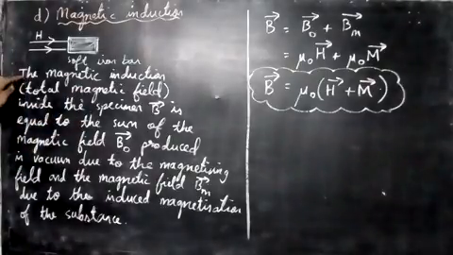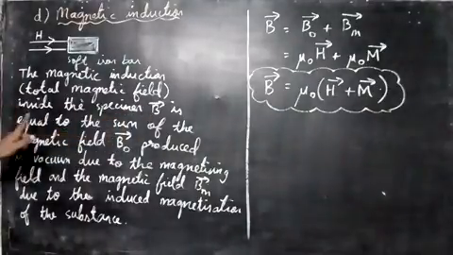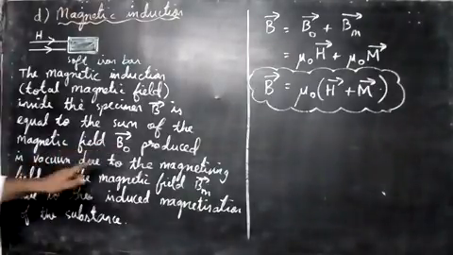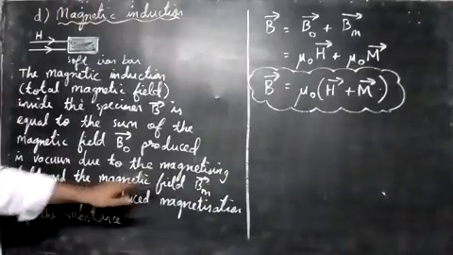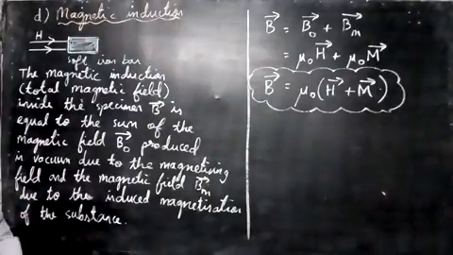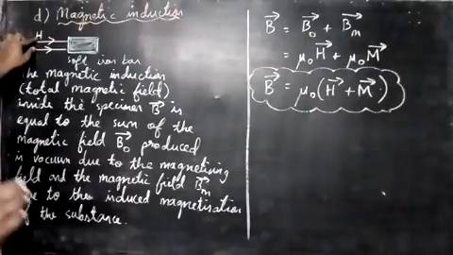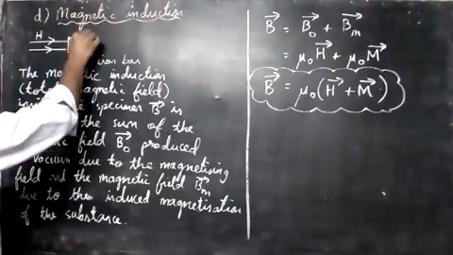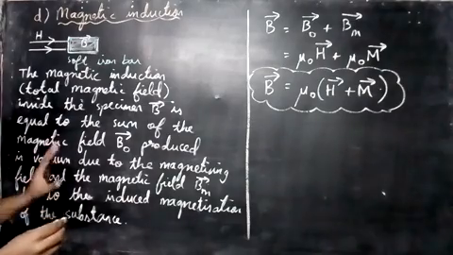So the magnetic induction, the total magnetic field inside the specimen, B vector, is equal to the sum of the magnetic field B naught produced in vacuum due to the magnetizing field, and the magnetic field Bm due to the induced magnetization of the substance. See what happens is, when we send the magnetizing field, H is the magnetizing field. Inside, we have a magnetic field, that is the B vector, the magnetic field which is produced inside. They say that is equal to two fields.